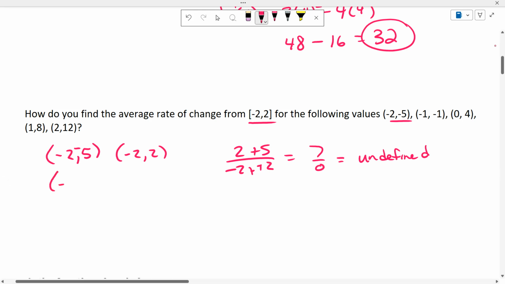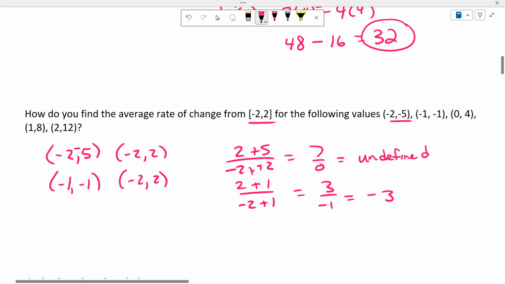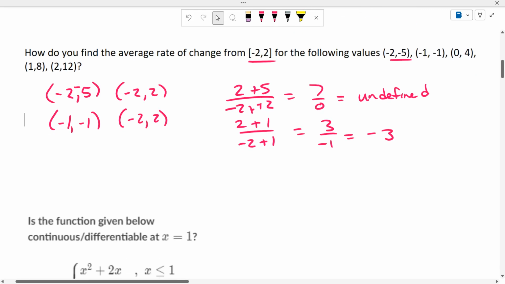So then at negative 1, so you go 2 plus 1 over negative 2 plus 1, which is 3 over negative 1, which is negative 3. And then you do them for the others. Do I need to do that, or are we good? Okay, average rate of change.